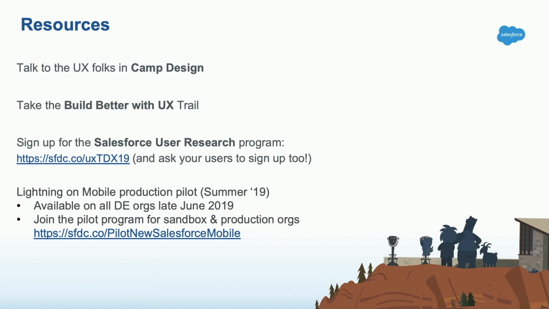And last but not least, I also want to say that with the Summer 19 release, we will be enabling all developer edition orgs with the Lightning on Mobile pilot. So if you have access to a developer edition org, or if you don't, you can sign up for a free developer edition org. You can get a head start on building these mobile record pages just by enabling the Lightning on Mobile functionality on that DE org.